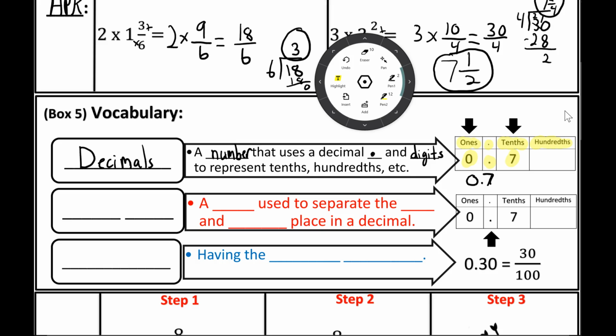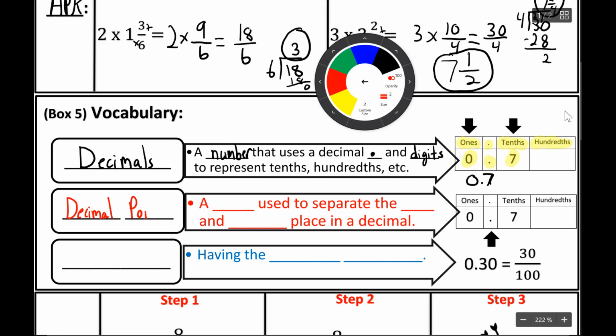Alrighty, going on. Our next vocabulary term is going to be a decimal point. Decimal point. I provided the space for you. I did not forget the space this time. Decimal point: this is a symbol used to separate the ones and tenths, T-E-N-T-H-S, tenths place in a decimal.